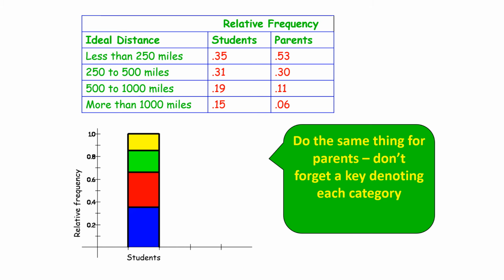So we're going to do the same thing for parents. And then don't forget that we have to have a key that says what each thing means. So I want you to go ahead and pause the video, and make the bar for the parents. When you're finished, push unpause, and we'll see how you do. And again, don't forget the key denoting each of the categories.